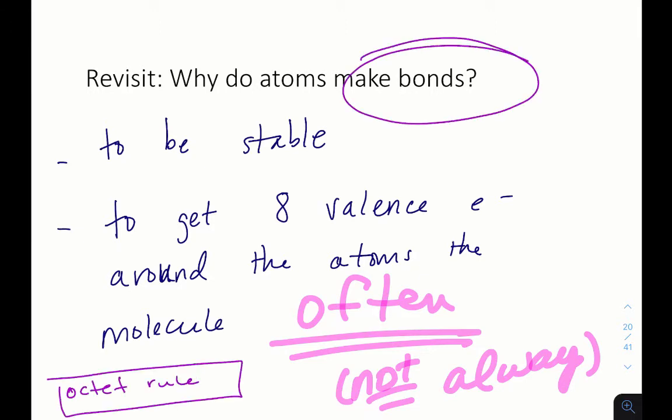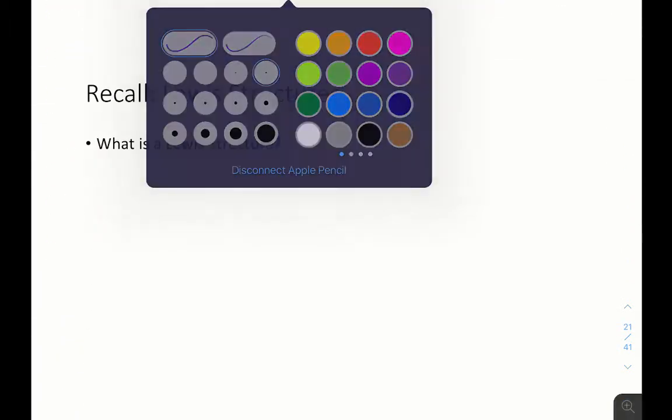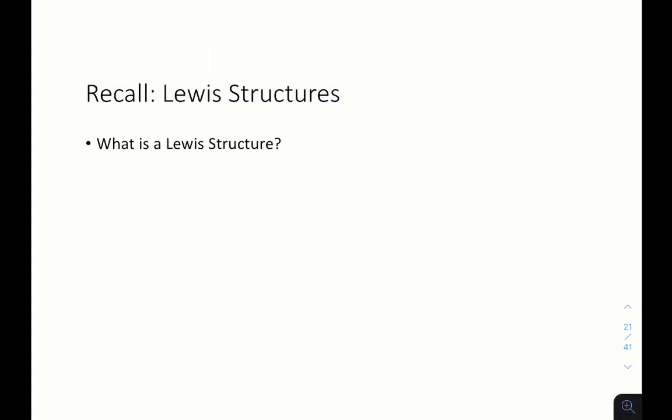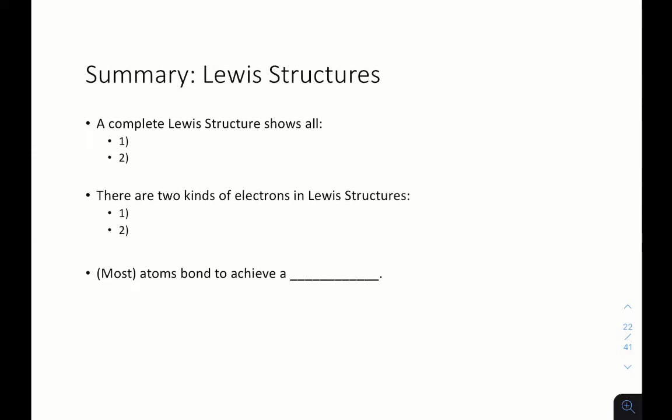So how will we represent these bonds? Well, we'll start by drawing complete Lewis structures. Take a moment and jot down your answer to this question if you have not done so already. What is a Lewis structure? What do you remember from general chemistry? A complete Lewis structure shows all valence electrons and atoms. Why the valence electrons? Well, these are the highest energy electrons. They're reacting, they're making bonds to become more stable, so that the entire system is at lower energy after the bonds are formed.